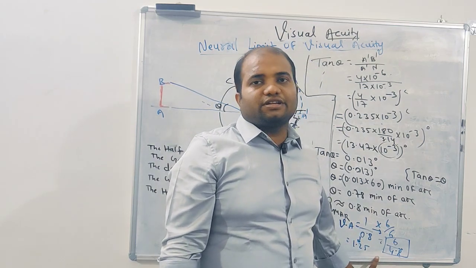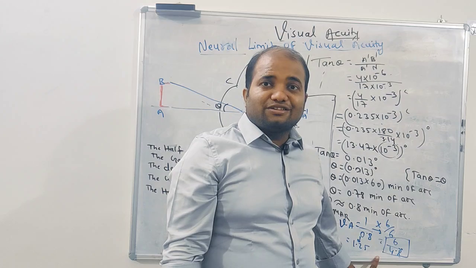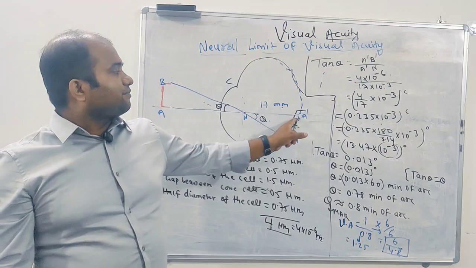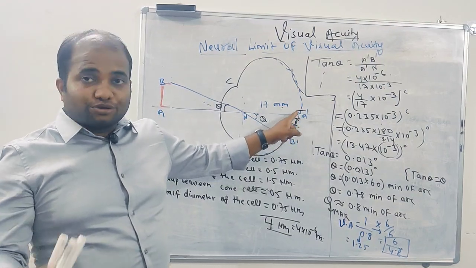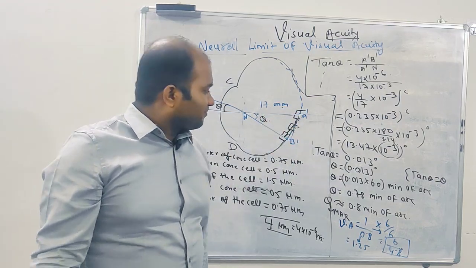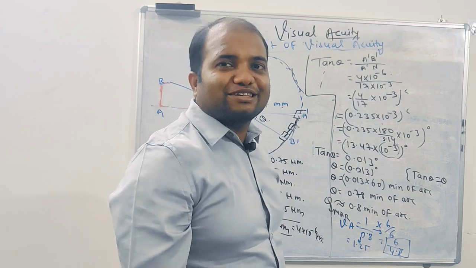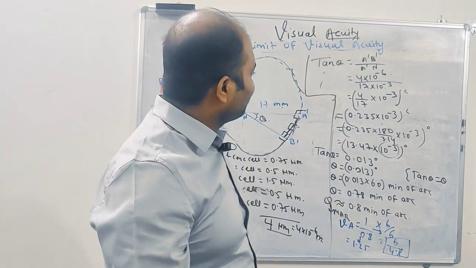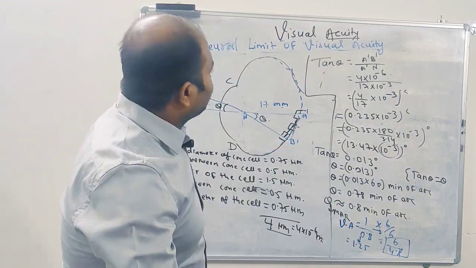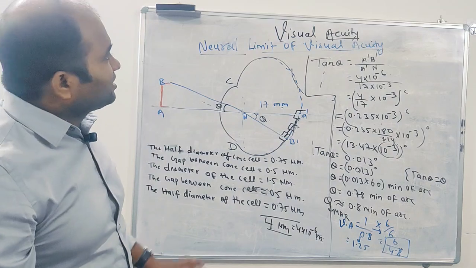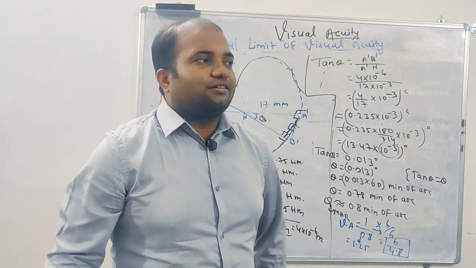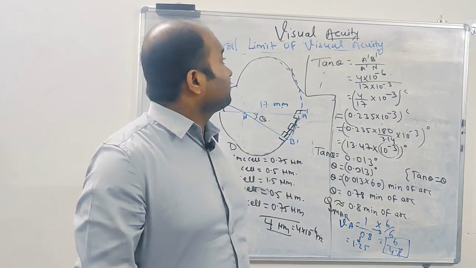So if we want to increase our vision as a human species, something has to be done with the cell density here, and the diameter of the cells should become thinner, and the gap between the cells should become smaller, right? And then we can have good and sharp vision like the eagle. Hope the evolution will continue further and achieve that. So this completes our neural limit of visual acuity, and this completes the chapter of visual acuity in optics.